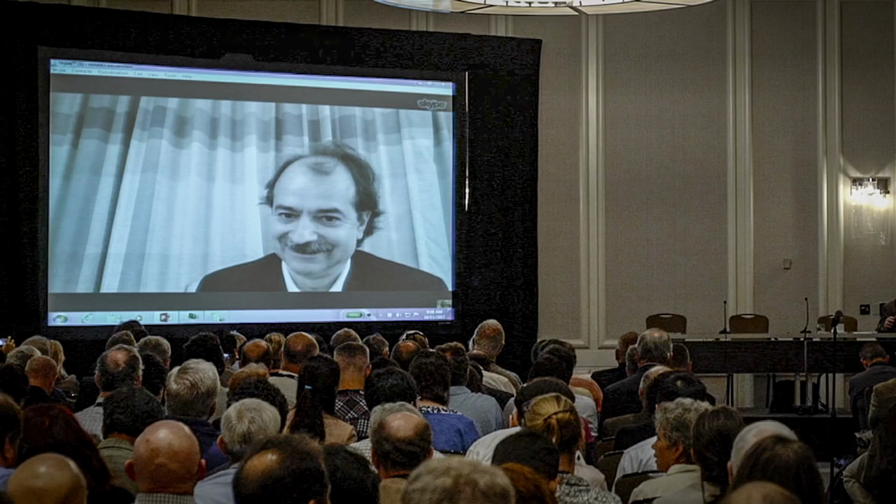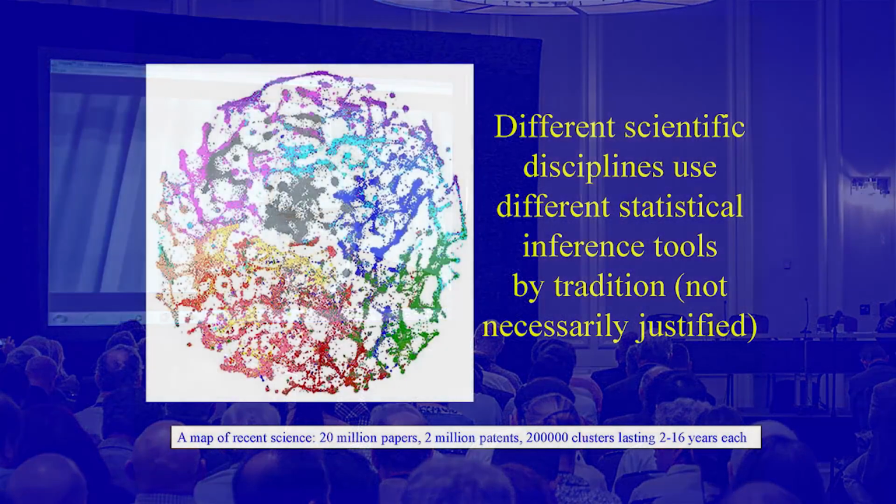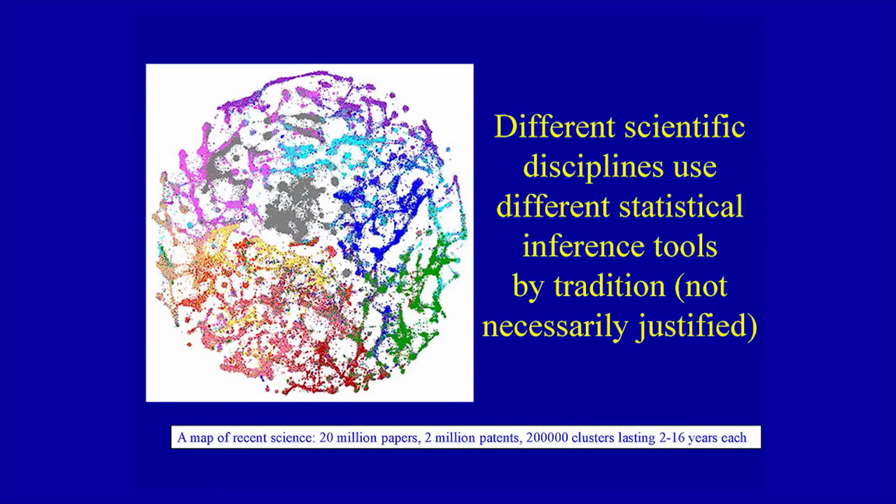This is a map of the universe of science, just a latest snapshot of the last 16 years, trying to put some order in 20 million papers, 2 million patents that circulate in the literature. They form themselves into something like 200,000 different clusters. As Steve mentioned earlier, these clusters have very different ways of presenting their way of working with the scientific method, their data, they're making inferences and so forth.